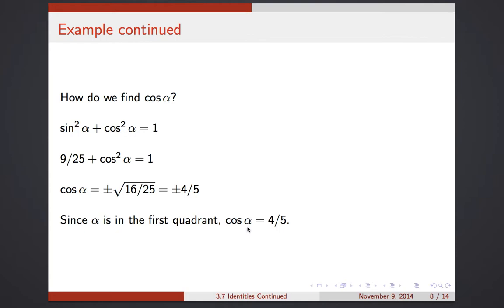But we know alpha is in the first quadrant, right? You go a full rotation, but you're back in the first quadrant. And cosine is positive in the first quadrant. Therefore, cosine of alpha is the positive version of that, 4/5.